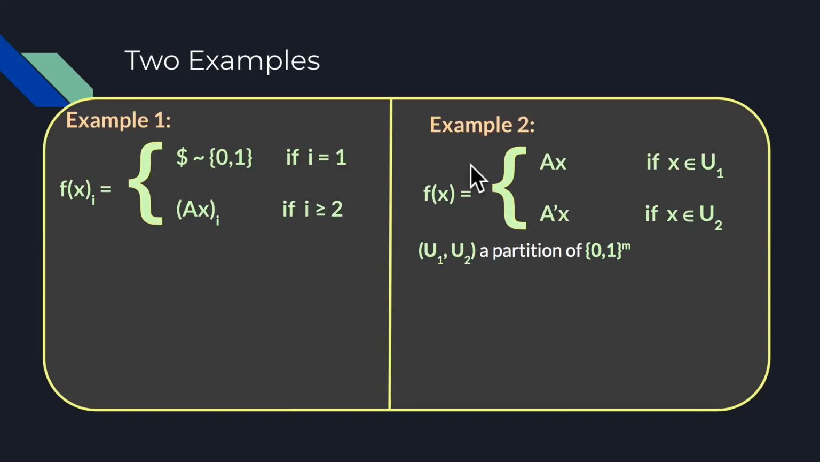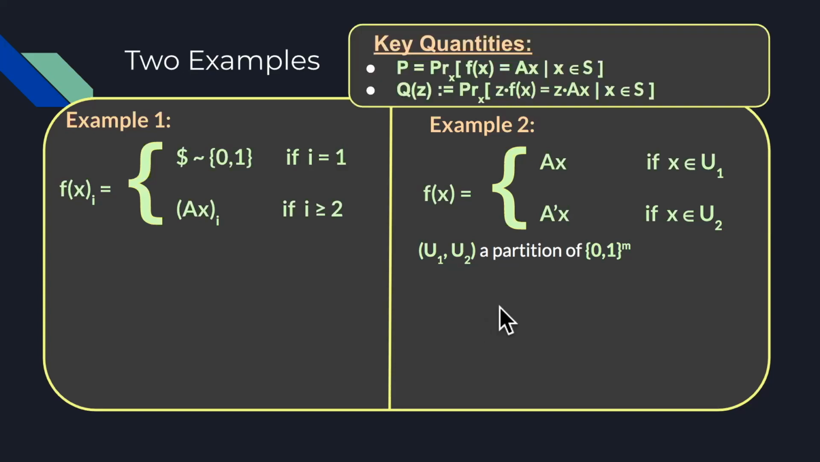And this was kind of a version of the alternating type of example. So you have two matrices, A and A prime, and you have some partition of the space. If you're in partition number 1, then f of x equals a of x. If you're in partition number 2, f of x equals a prime of x. And let's say the partitions are of equal size.